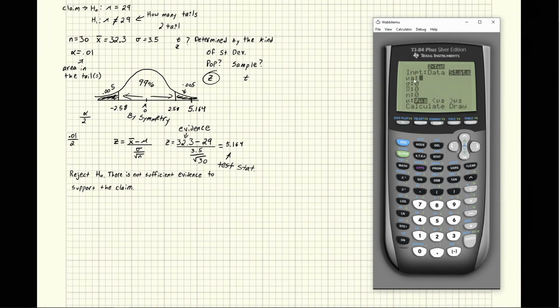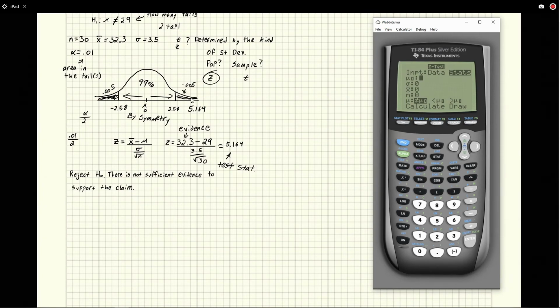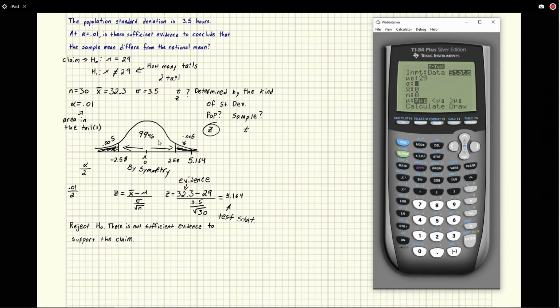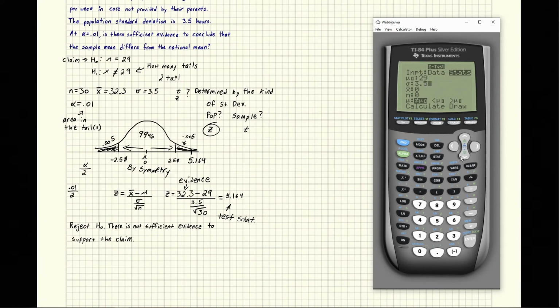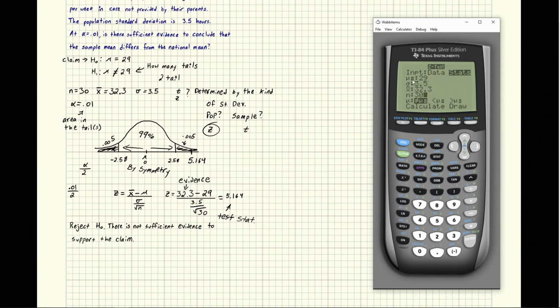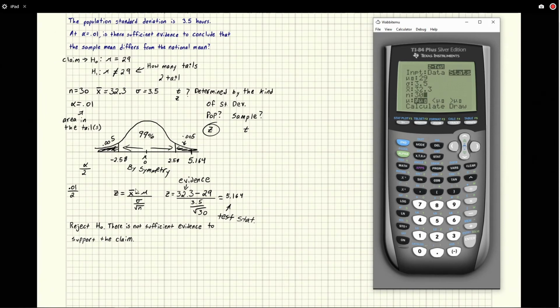And we go over here and ask, what's our mu naught? What was the original population mean claim? Well, that was 29. It's being covered up, let me move up. That was 29. Our sigma is 3.5, and keep in mind, these are in hours. Our x bar is 32.3, and our n is 30. They need this so that they can do this formula for us, basically.